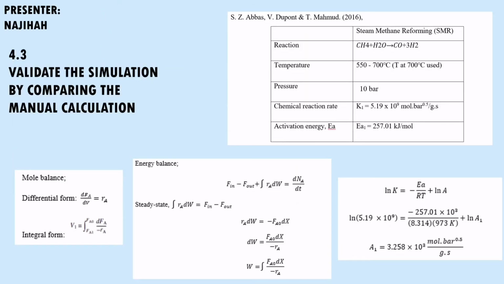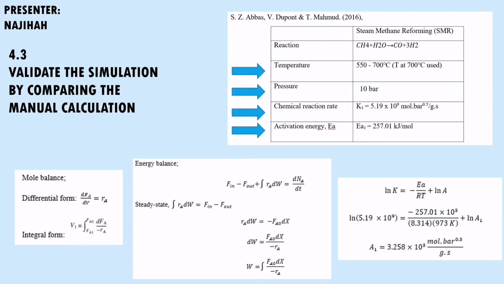Next, after the simulation, we are required to validate the simulation by comparing with the manual calculation from Reaction Engineering 1. For this process, the required information is taken from the article. As you can see here, the temperature ranges between 550 to 700, and we choose 700 degrees Celsius. The pressure is 1 atm, followed by reaction rate and activation energy. Now, we can calculate the reaction. With the assumptions stated at 4.2, we can determine the mole balance and energy balance.